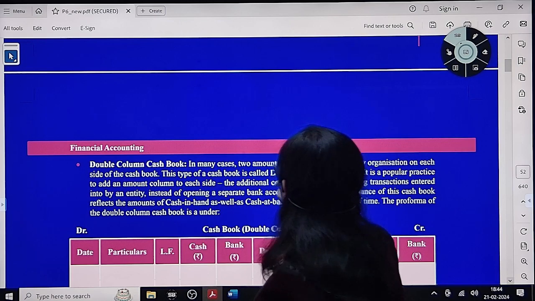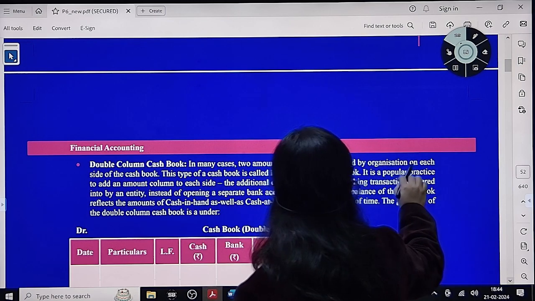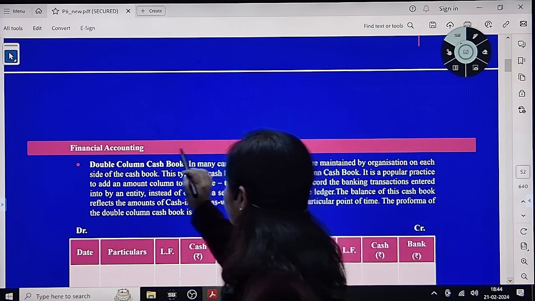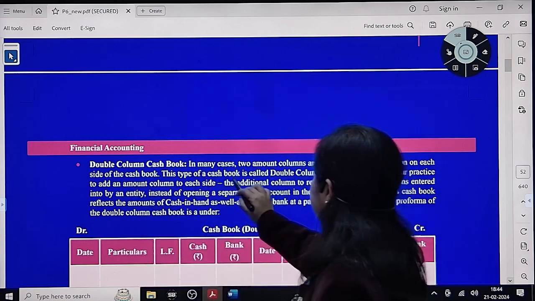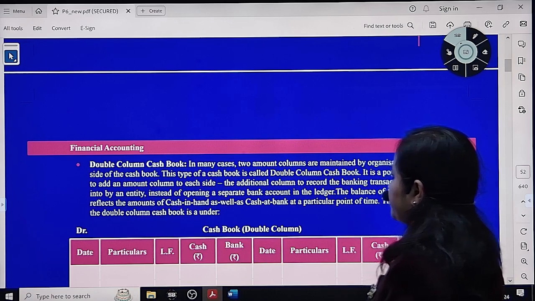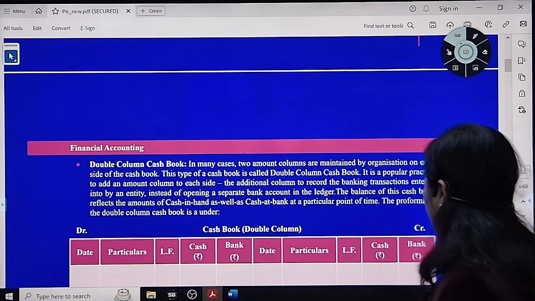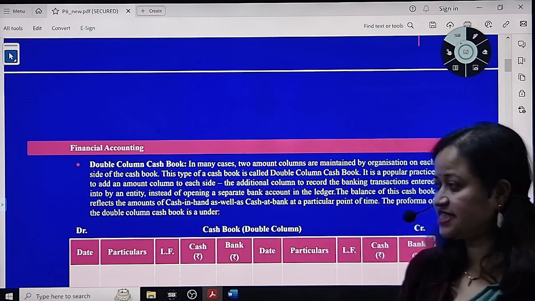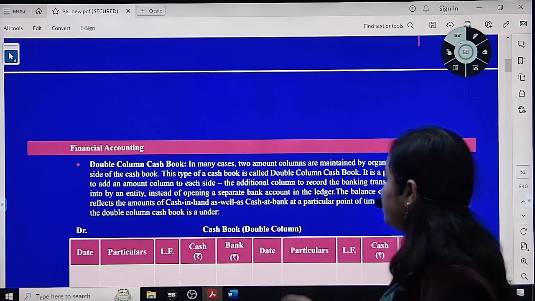So two amount columns are maintained by the organization on each side of the cash book. This type of cash book is called a double column cash book. Fine, understood? This is the format of double column cash book.